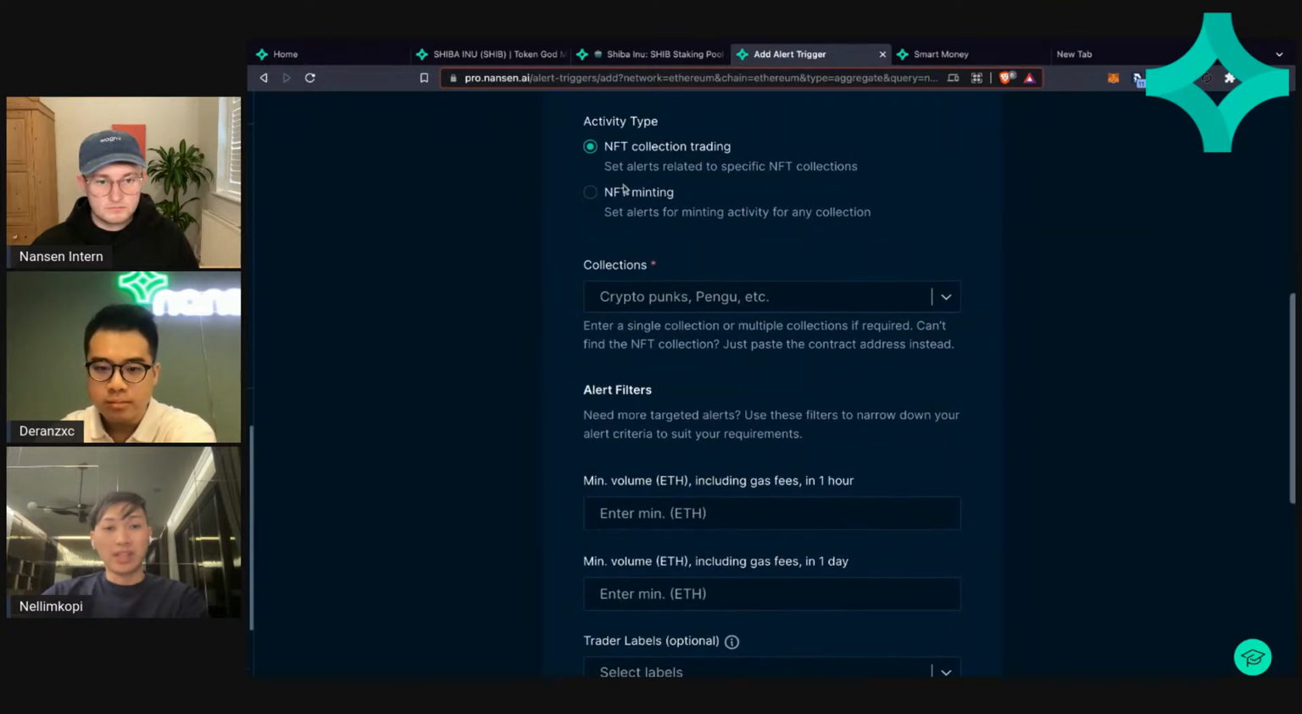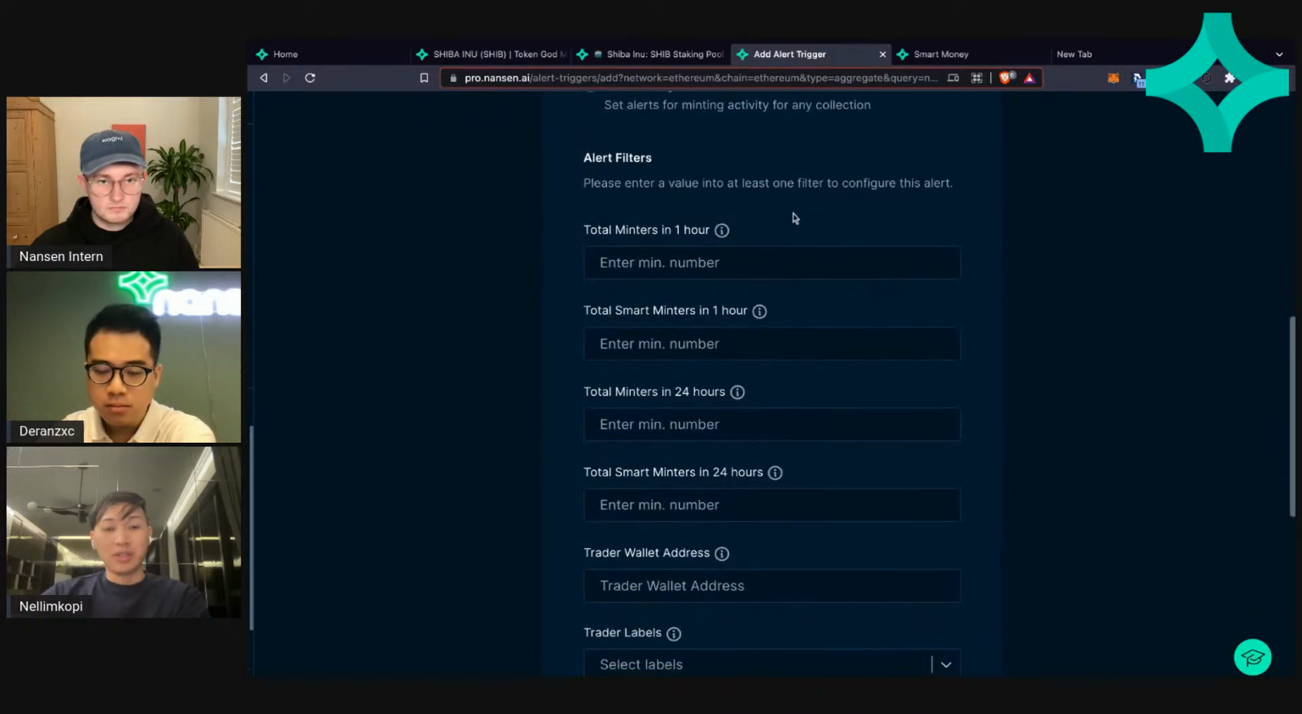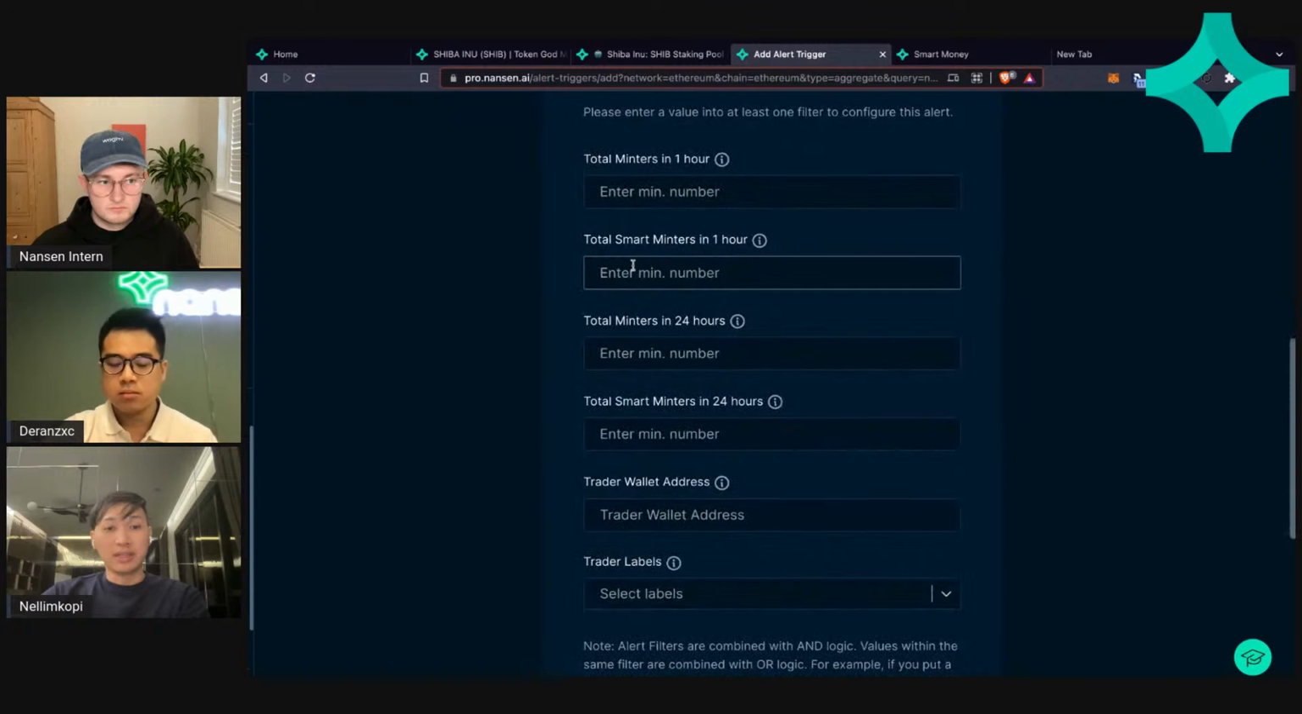If I go onto the activity type, I can select NFT minting. And under alert filter, this is where things get interesting. Under total smart minters in an hour, I can select the number I want. So I don't want to receive any alert unless there are 15 different smart money minters that minted in the last hour. Or you can lower the threshold, you can select 10, depending on how much noise you want versus signal.